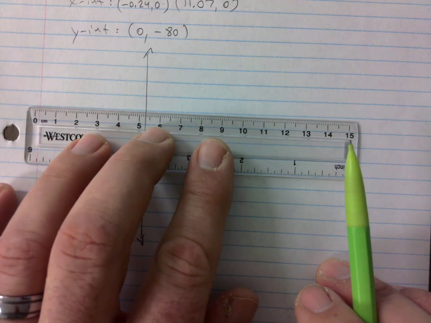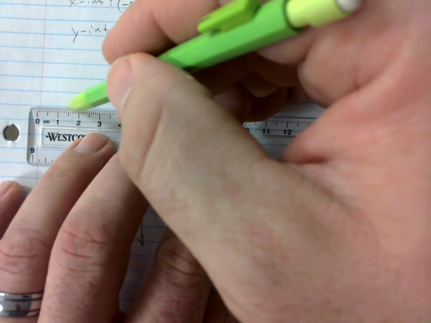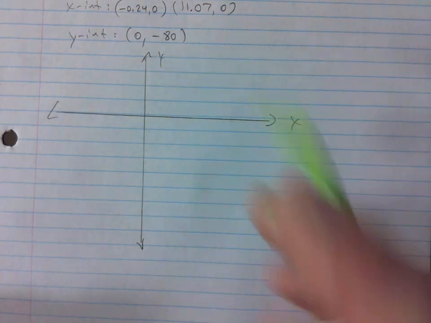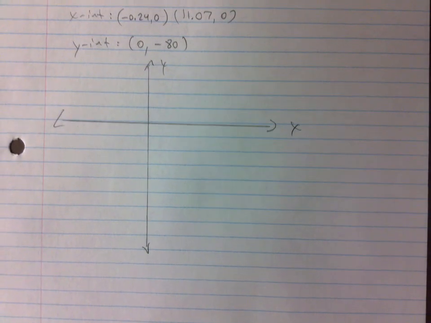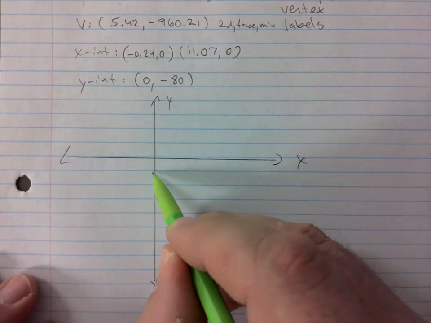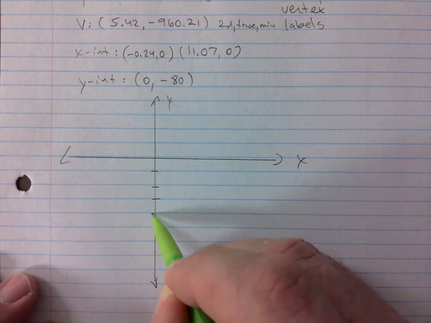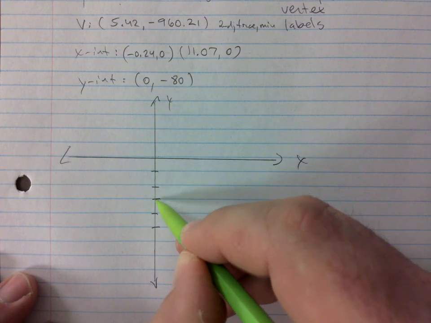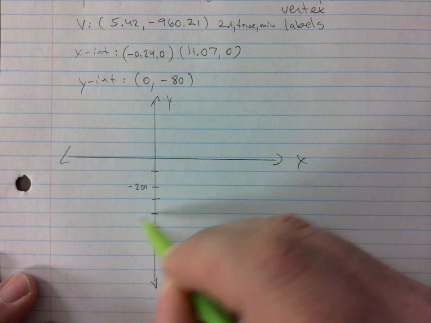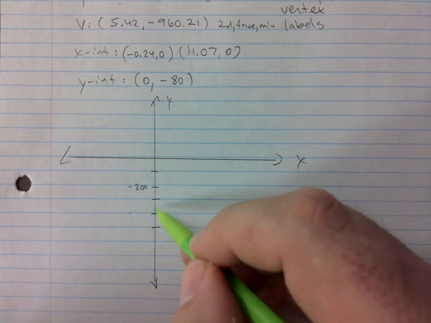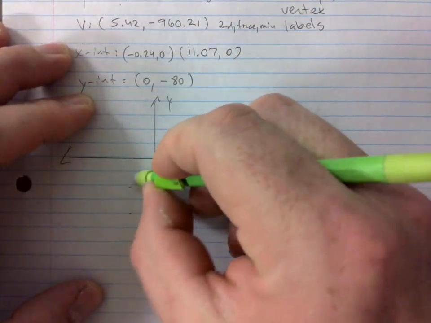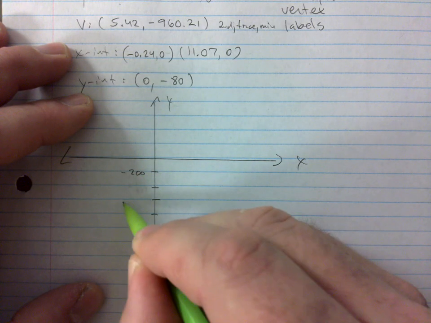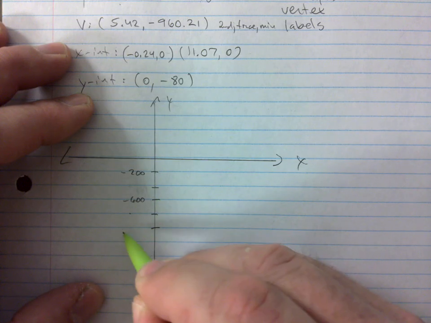And it goes way down. So this is my x, this is my y. I need to go down to negative 960 due to my vertex. So let's see here. 200, 400, 600, 800, 1,000. That'll do it. Sorry, no, now I'm going by 100. That's not going to work. So this is negative 200, negative 400, negative 600, 700, 800.